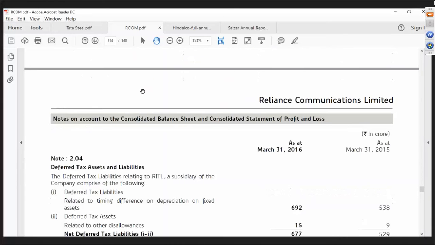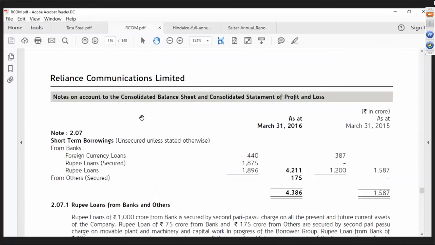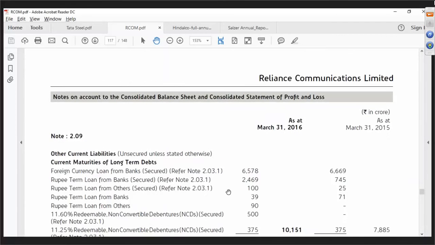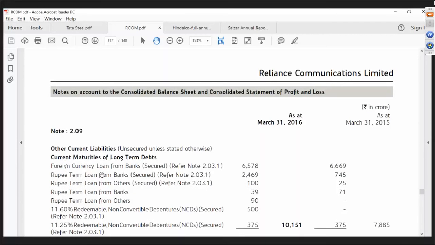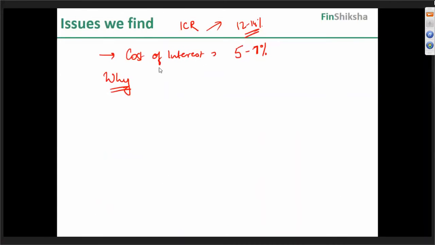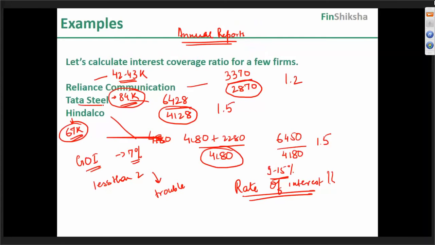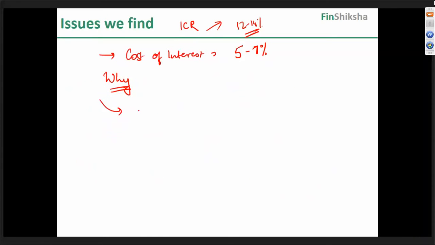So effectively, those are the longer term loans for these guys. Short-term loans, again you see some part of that coming from external sources. And then if you look at other current liabilities, you see foreign currency loan from banks, 6,578. Correct? So about 22,000 crore of the loan for RCOM is external loan. A lot of it for Tata Steel is external loan. Correct? So the first issue we find is the foreign currency loan.